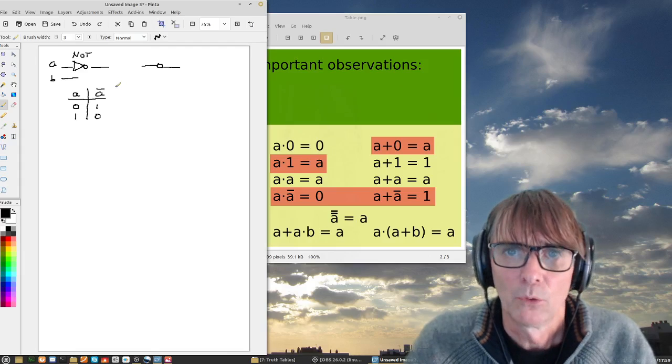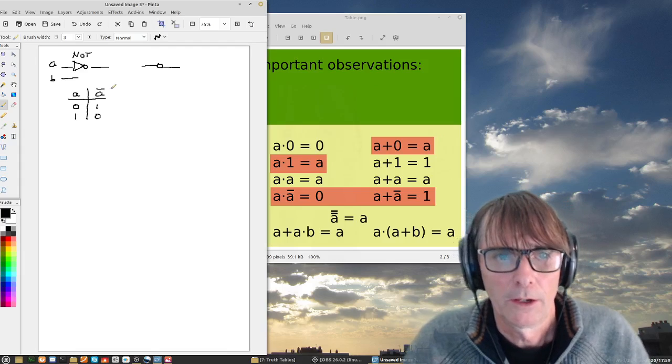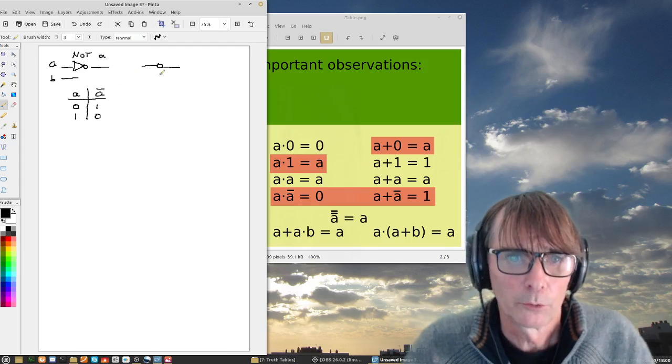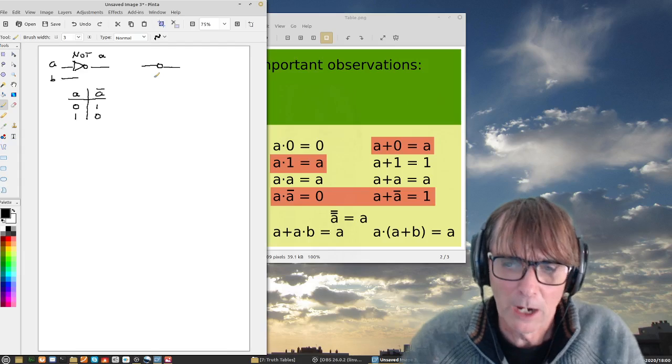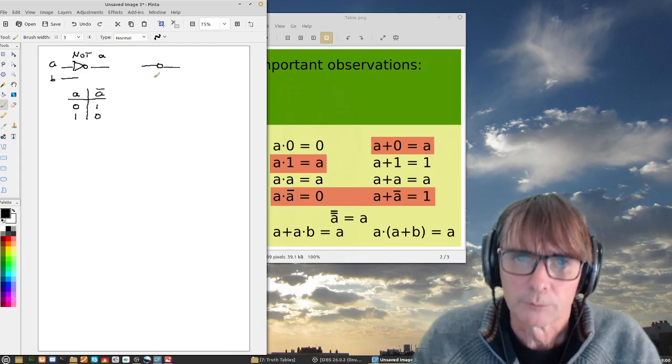We have AND, NAND, OR, NOR, and we have NOT. So in this case, this is not A. We can also make one that is not B. So actually, how many gates can you make with 2 inputs?